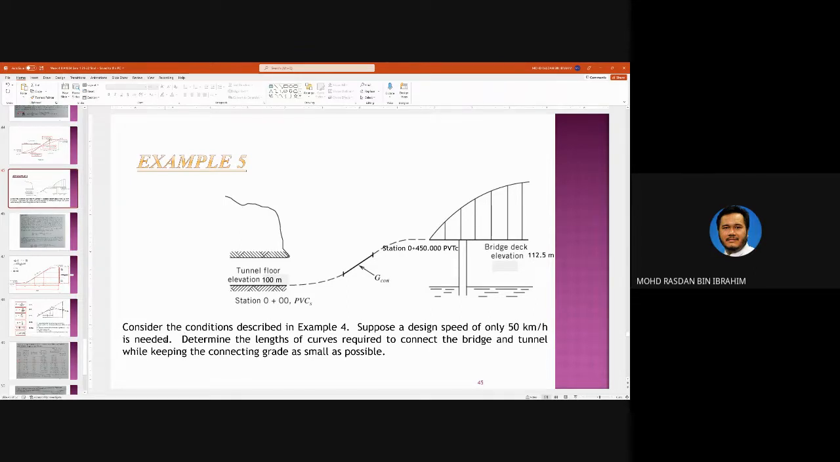So just now, in the previous example, we used a design speed of 80 kilometers per hour. Now they say reduce the design speed to 50 and provide a space between the PVT here and the PVC here. Reduce the design speed, separate these two points, and have a G-con, the gradient of the connecting space between the sag curve and the crest curve.